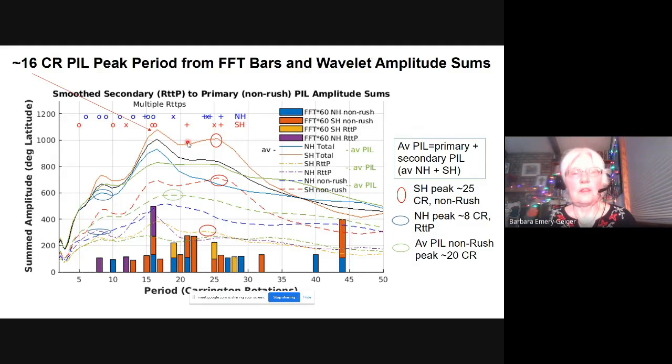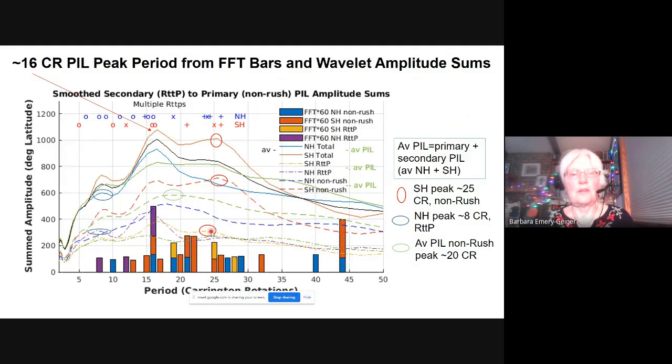This one is for the primary polarity inversion lines. The lines are from the wavelets, and the histogram is from the FFTs, where I've multiplied the FFTs by 60 because I only did 11 periods, which are 5 rush to the pole and 6 non-rush periods because of that break in solar cycle 23. If I divide the 732 maps total that I did with wavelets by 60, you get about 11. So that's why it's now about the same amplitudes.